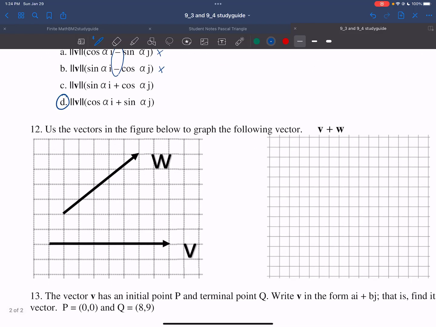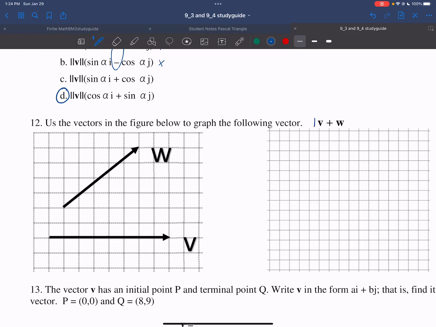All right, use the vectors in the figure below to graph the following vector, v plus w. So I'm going to take a look at this first vector, and I have 1, 2, 3, 4, 5, 6, 7, 8. So 8, 0 is my position vector on that one. And I have 1, 2, 3, 4, 5, and 1, 2, 3, 4. So 5, 4 is my position vector on that one.